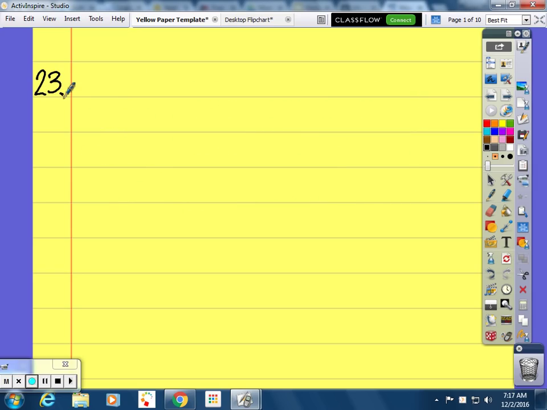Number 23. Mr. Anthony wants to know how some student athletes are improving in the number of push-ups they can do. These dot plots show the number of push-ups each student was able to do last month.